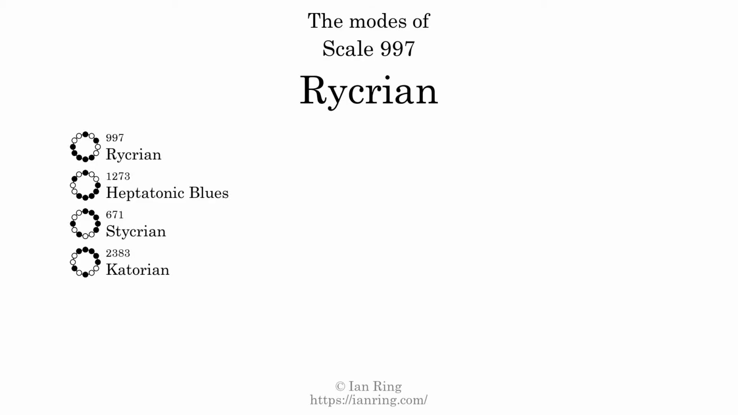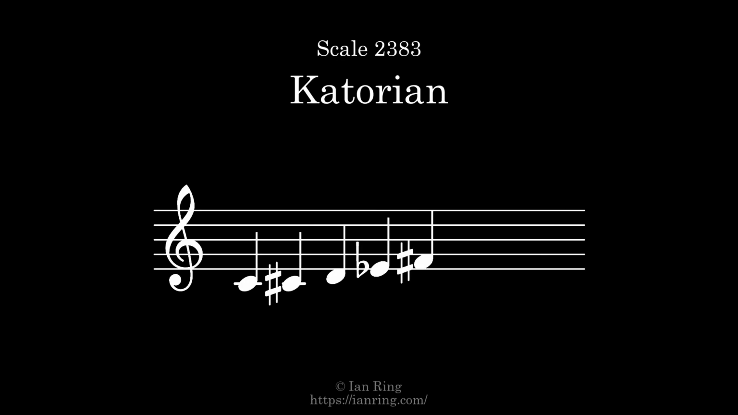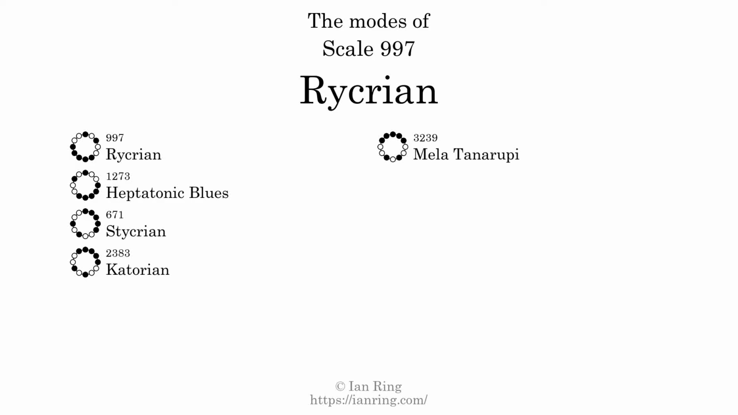The fourth mode is scale 2383, also known as Heteromorphisms. It sounds like this. The fifth mode is scale 3239, also known as Milatanarupi. It sounds like this.